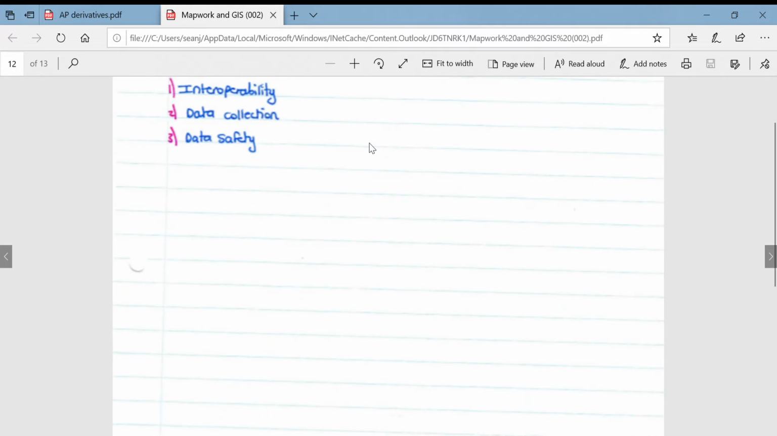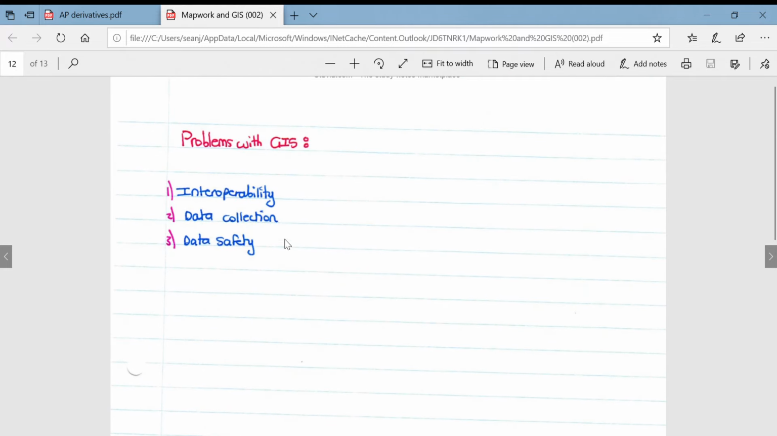Then if we just look at some of the problems with GIS, no need to explain them. It's just the differences in how people interpret certain geographical features on GIS. Data collection can be an issue because of lack of signal in certain areas, etc. And data safety, that prevents, obviously, looking at people trying to hack the data, etc.